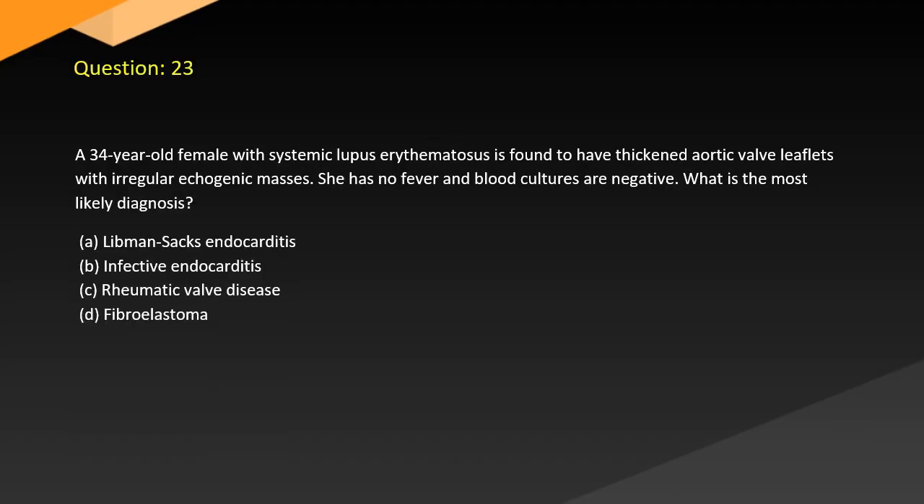Question 23. A 34-year-old female with systemic lupus erythematosus is found to have thickened aortic valve leaflets with irregular echogenic masses. She has no fever and blood cultures are negative. What is the most likely diagnosis? A. Libman-Sacks endocarditis. B. Infective endocarditis. C. Rheumatic valve disease. D. Fibroelastoma.